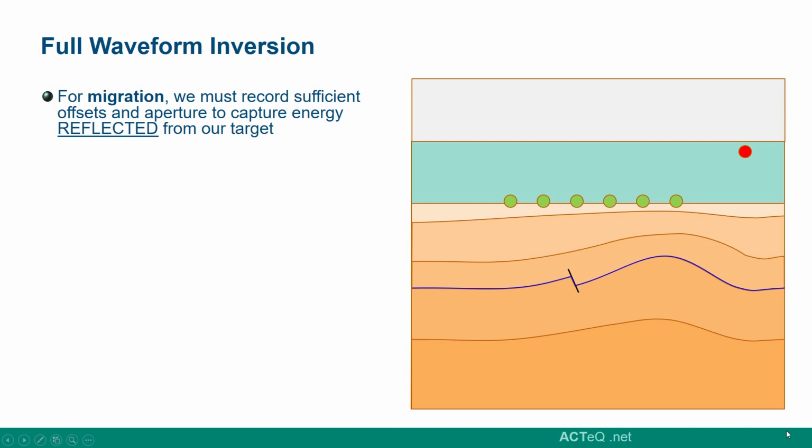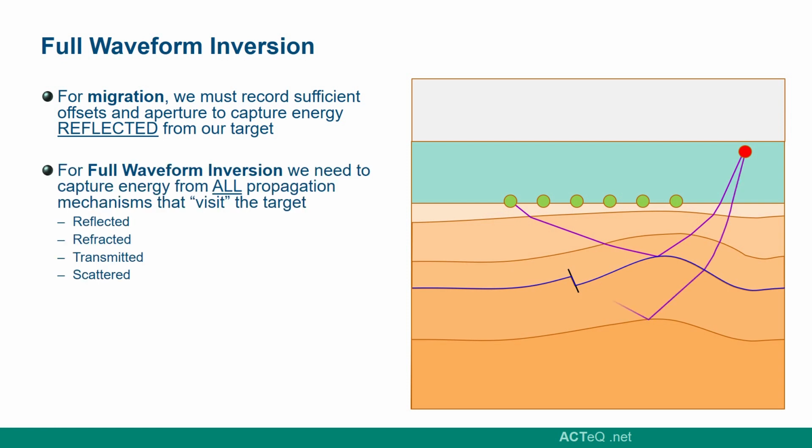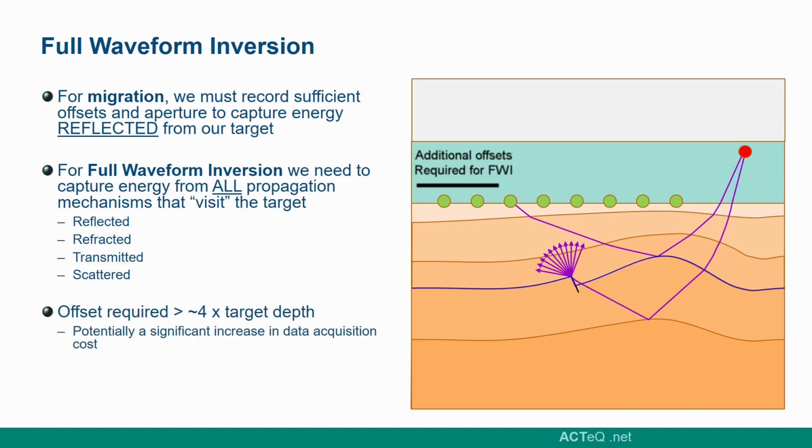Finally, let's consider the requirements for full waveform inversion. For migration, we all know that we must record sufficient offsets and aperture to capture energy reflected from our target. For full waveform inversion, we need to capture energy from all propagation mechanisms that visit the target. This is well described in Schuster's recent book on seismic inversion. This imposes on us an acquisition requirement that we must record additional offsets, typically up to 4 times the target depth. This leads to a potentially significant increase in data acquisition cost.